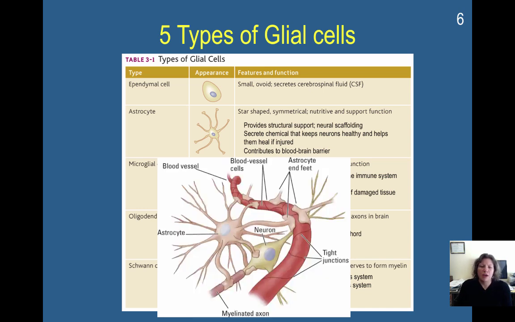Okay, so here is an example of the astrocyte. Here is a blood vessel, and it will help sort of attach itself around the blood vessel, providing these sort of barriers right around these junctions here, so that if larger molecules want to leave the blood vessels, they're prevented from doing so by these astrocyte end feet.